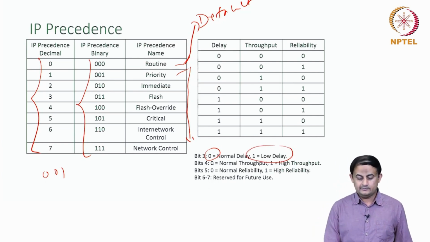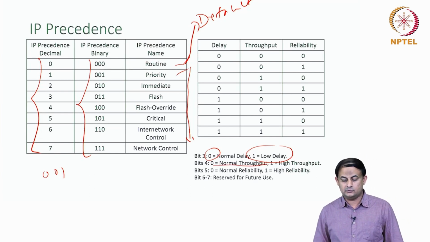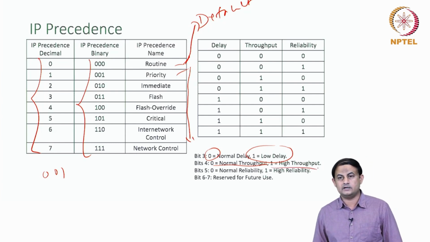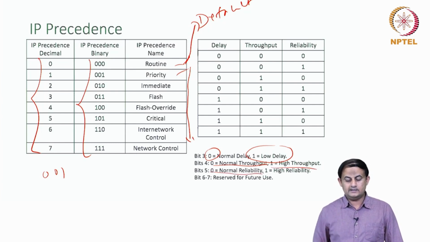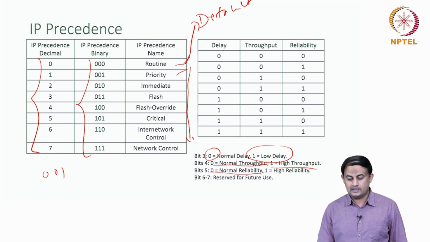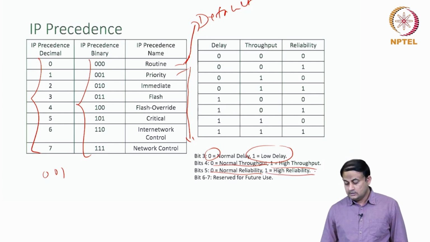Similarly, for bit 4, if it is 0, it indicates normal throughput; if it is 1, you are expecting high throughput. Bit 5, similarly, if it is 0, it is normal reliability, and if you want higher reliability, you set it to 1.